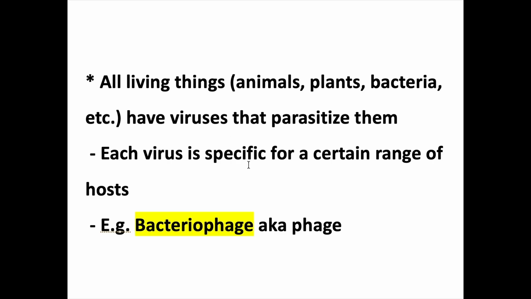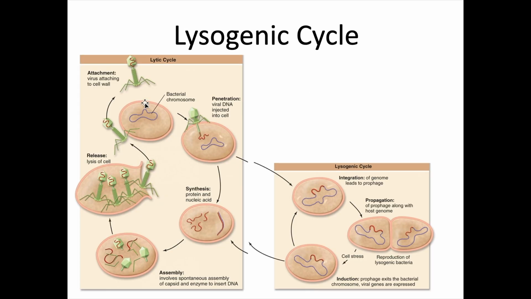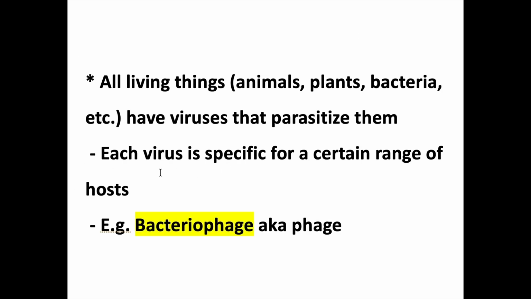However, each virus is specific to a certain range of hosts. I mentioned this in the first step of attachment, that this ensures that a virus that infects a plant is not going to infect you because you've got different proteins on your surface. So yeah, each virus is specific for a certain range of hosts. Some are a little broad, most of them are really specific. A good example of this is something called bacteriophage, also known as phage. This is just a name for a virus that infects, any guesses? Bacteria. Yeah, the key term says a bacteriophage is a virus that infects bacteria. Just an example of one with a specific host range.